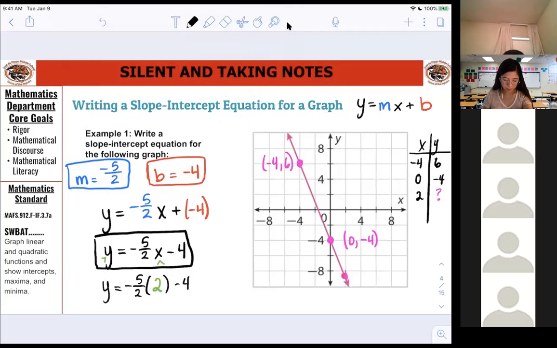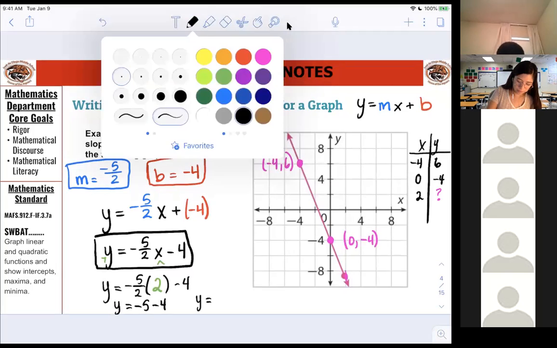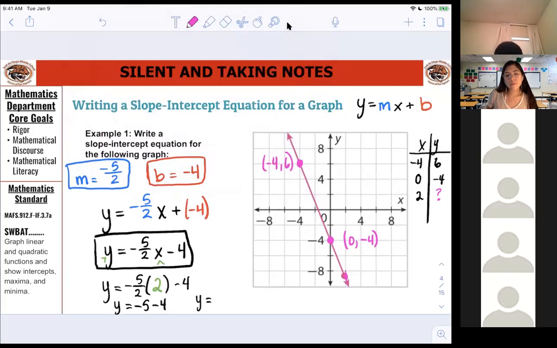So here I would multiply first. -5 times 2 is -10, and then -10 divided by 2 is -5. So I have -5 minus 4. And what's -5 minus 4? -9. So I know that when my input is 2, my output is -9. So this point right over here on the 2, that's 2, -9.